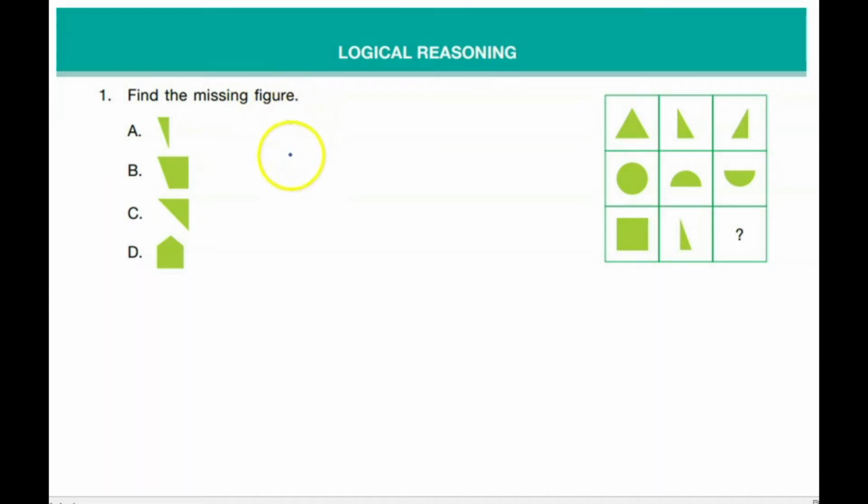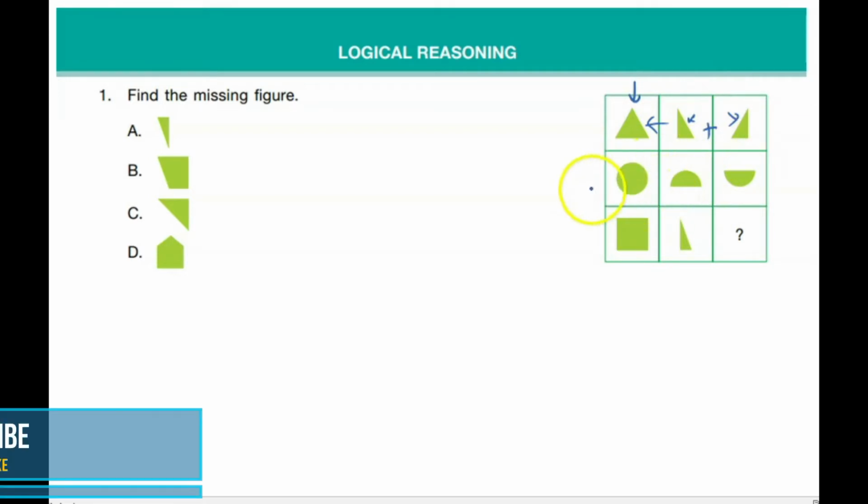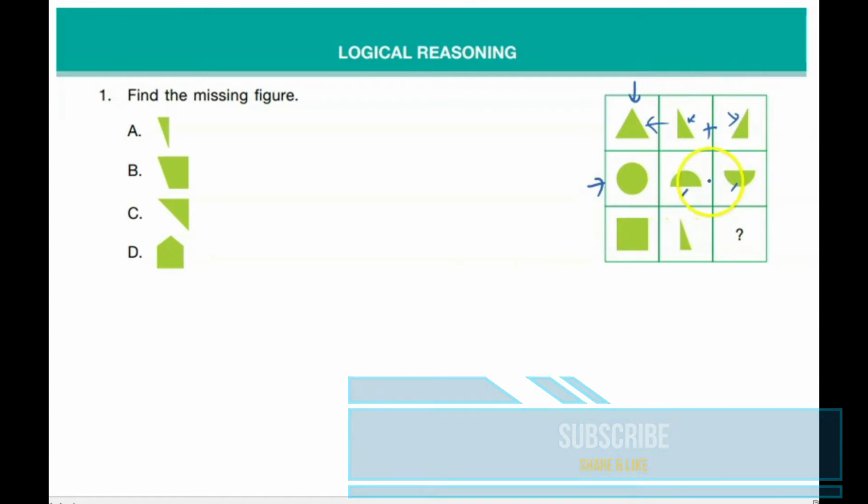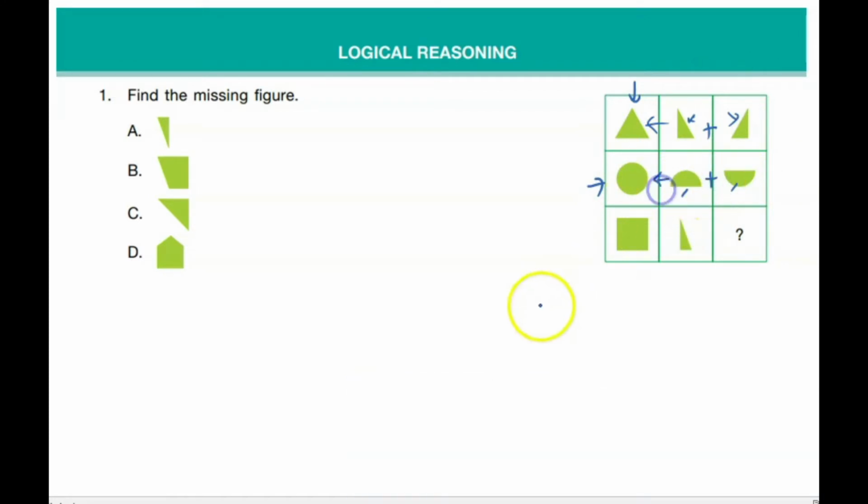Find the missing figure. So here what we need to do, we have to find the missing figure. Here we have a grid matrix. This particular box contains a triangle. This is half of a triangle. This is another half of a triangle. These two join to form this one. Similar logic follows for this also. Semicircle, semicircle join together to form a circle.